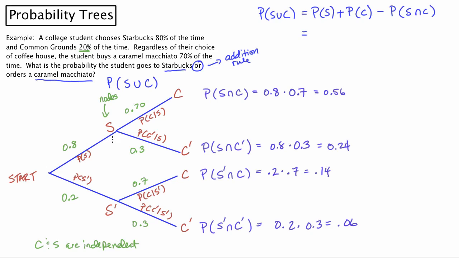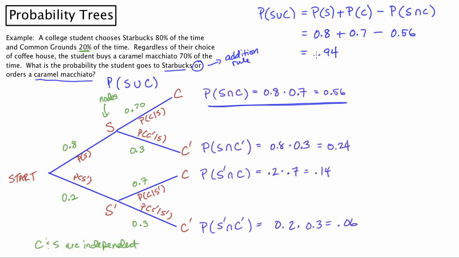Alright, the probability of S is really easy to pick out from the tree. It's 0.8. The probability of C is the one that is maybe a little bit tougher, but it's not really all that bad. What should it be? Well, it should be 0.7. Minus the probability of S and C. Well, S and C is right here, it's 0.56. So putting all of those together, you should end up with 0.94. Meaning that 94% of the time the student goes to Starbucks or orders a caramel macchiato.